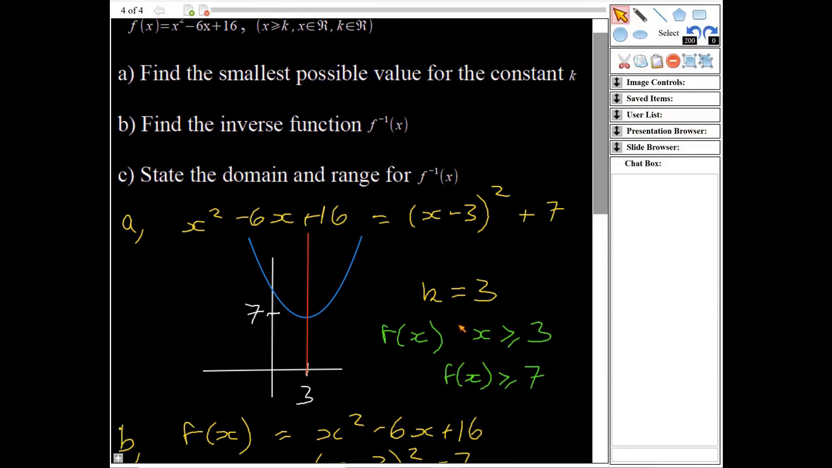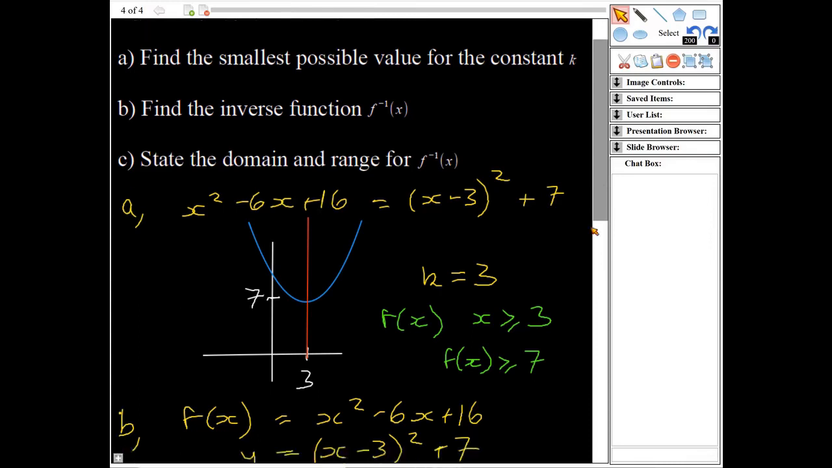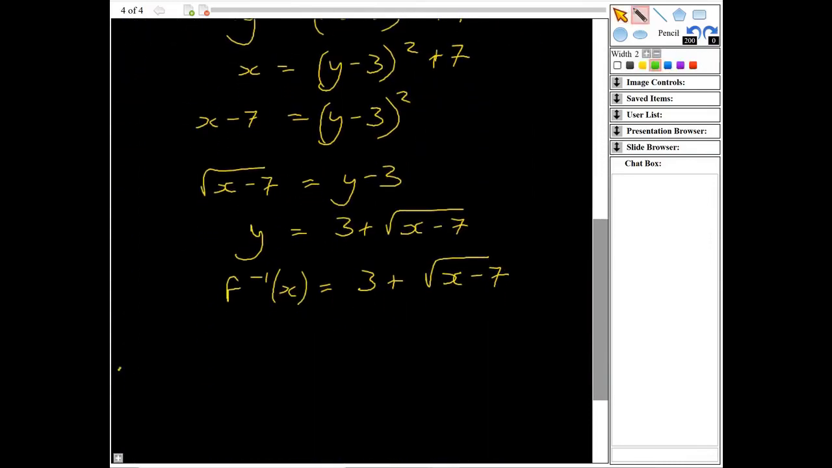So for my original function, the domain is greater than 3 and the range is greater than 7, which means for my inverse function, they're going to be the opposite way around. So the domain for the inverse function is going to be the range of the original function, which is greater than or equal to 7. And the range is going to be the domain for the original function, which is greater than or equal to 3.